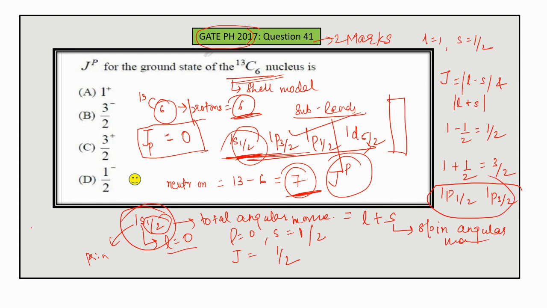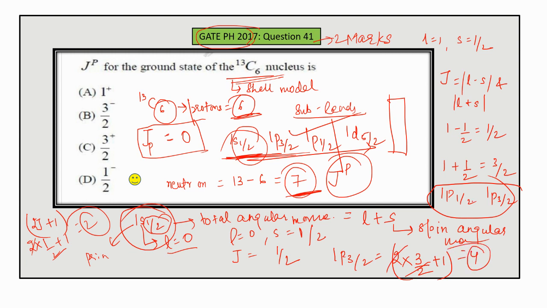How many neutrons and protons can each accommodate? It will be 2j plus 1. So 1s 1/2 will accommodate 2 neutrons or protons, and 1p 3/2 will accommodate 2 into 3/2 plus 1, which equals 4. Now just start filling these sub levels. So 1s 1/2 takes 2 neutrons, and then 1p 3/2. You should be aware of these orderings.